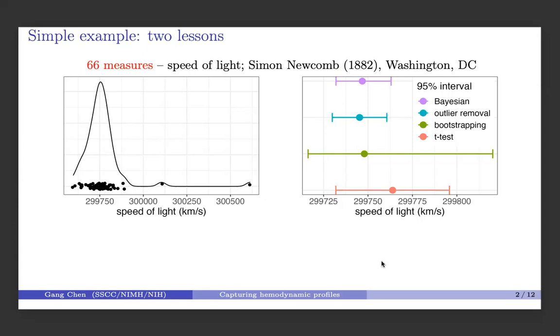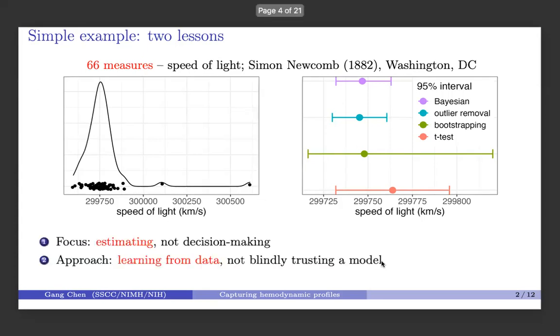So the last approach is that we don't assume the traditional Gaussian distribution. Instead, we assume that those 66 data points follow a Student t distribution. With this approach, you can see the result is roughly similar to the outlier removal approach, but we get rid of the arbitrariness associated with outlier removal. So there are two lessons we can learn from this example.